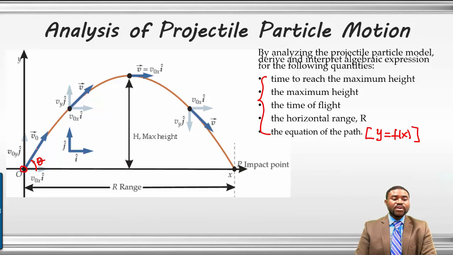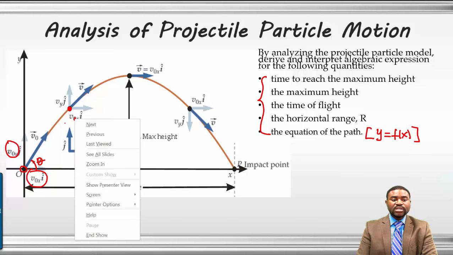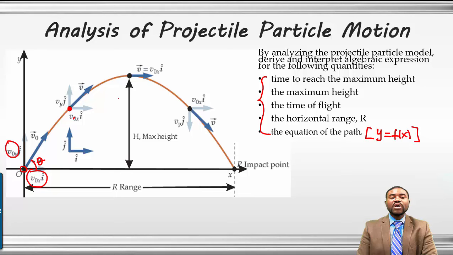Understand that we can resolve the initial velocity into its y component and its x component. And at any moment in time, we can resolve the velocity vector into what? Its x horizontal component and its vertical component. There is a mistake here. This is just vx. In the first half of the motion, the vertical component vy is greater than zero. In the second half of the motion, the vertical component vy is less than zero.